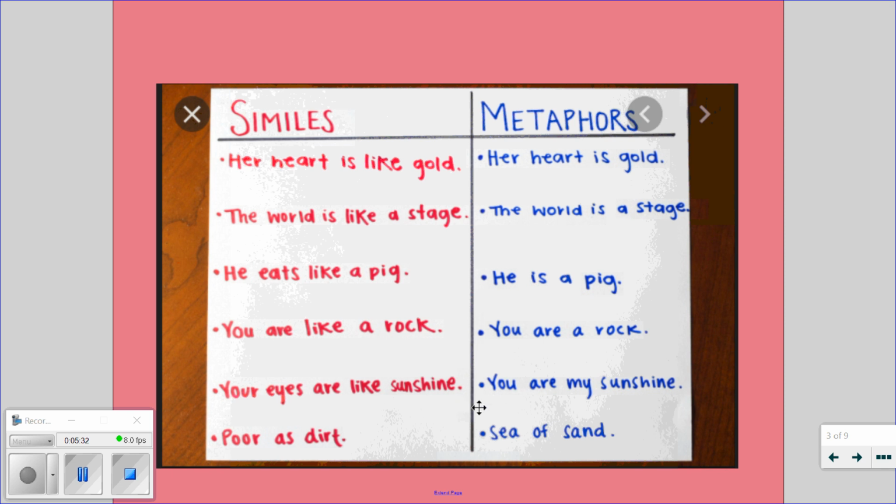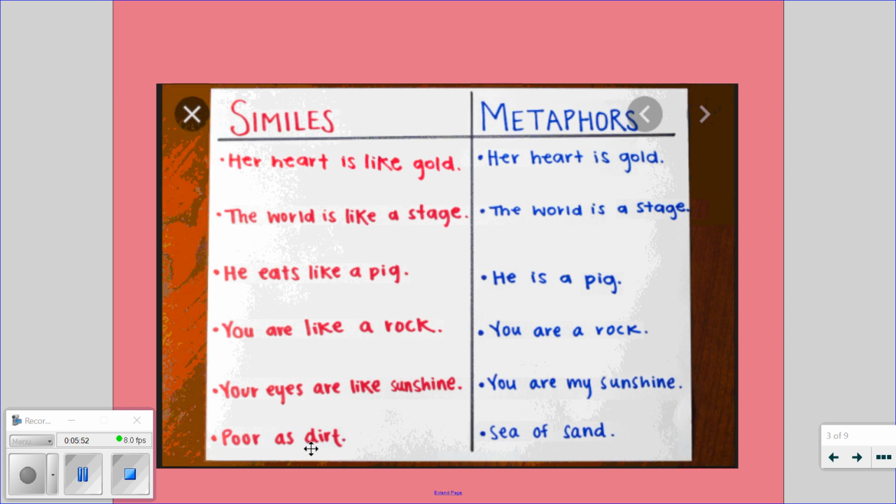A metaphor could be, you are my sunshine. There's a famous song. I think most of us learn it in preschool. You Are My Sunshine. It's a song, and if you haven't heard it, go to YouTube and listen to it. And it's all about this metaphor, and it describes how wonderful somebody makes them feel.